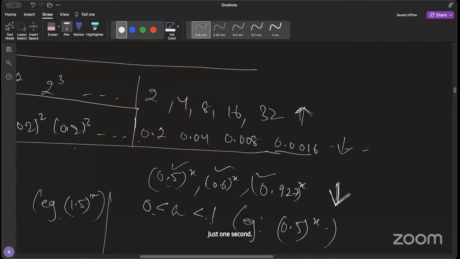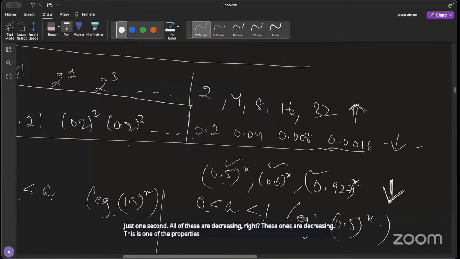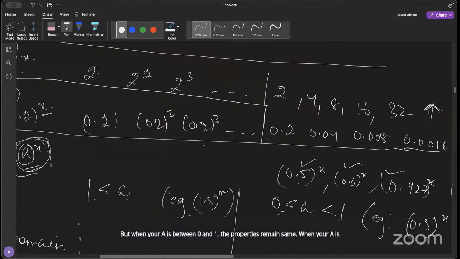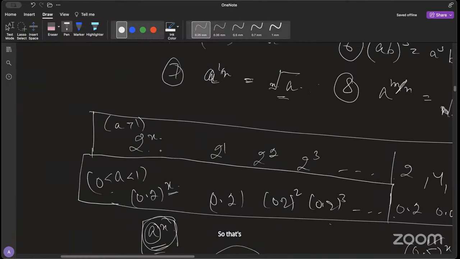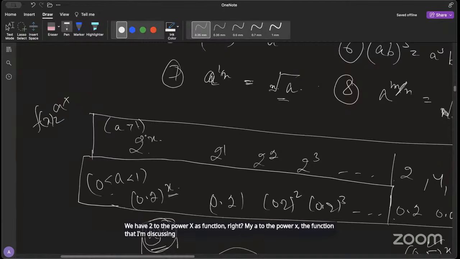All of these are decreasing, right? These ones are decreasing. This is one of the properties. Similarly, a lot of properties remain the same when your A is between 0 and 1. When your A is greater than 1, the properties remain the same for those ones. That's why we have two columns, right? One for A greater than 1, the other one for A between these two. So that's what we're seeing here. When we take A greater than 1, we have 2 to the power x as the function, right? My A to the power x, the function that I'm discussing, becomes 2 to the power x.